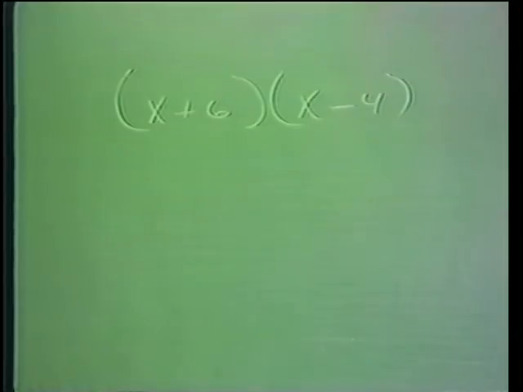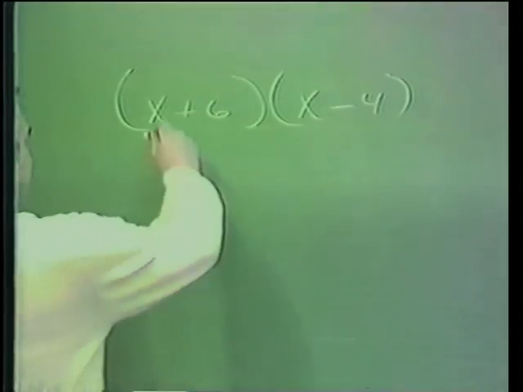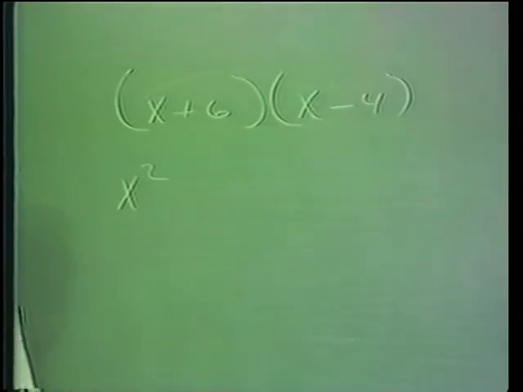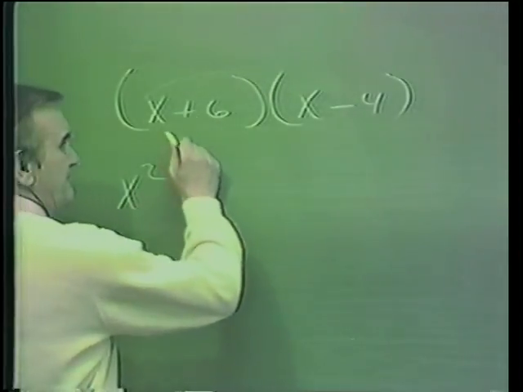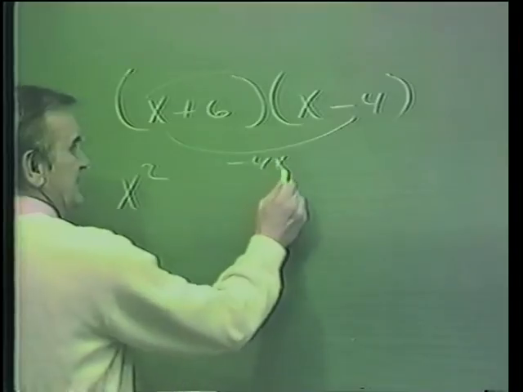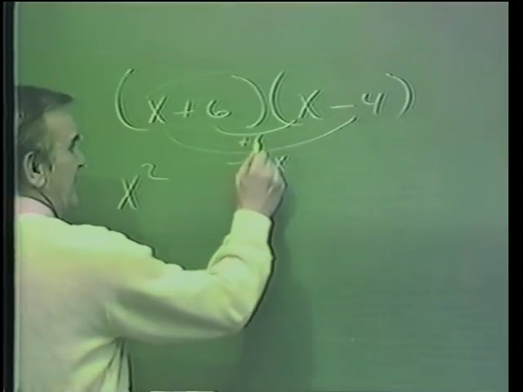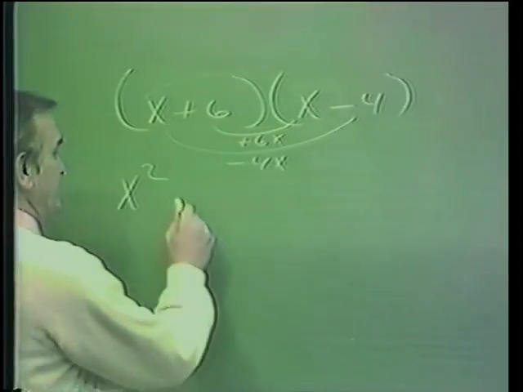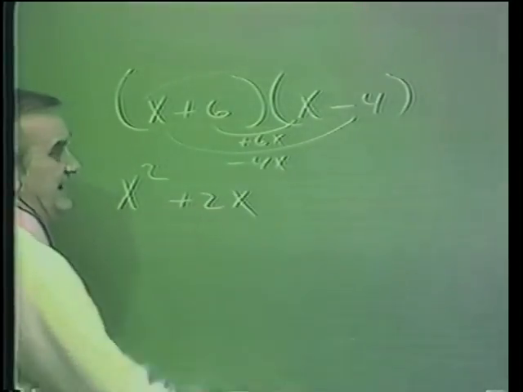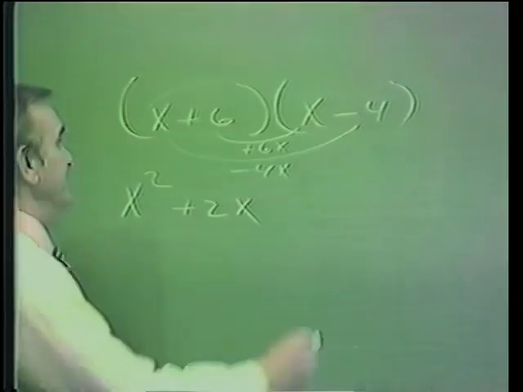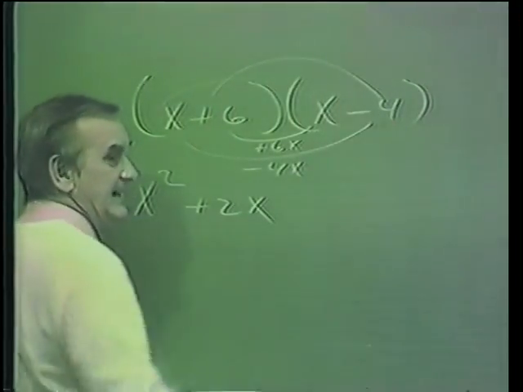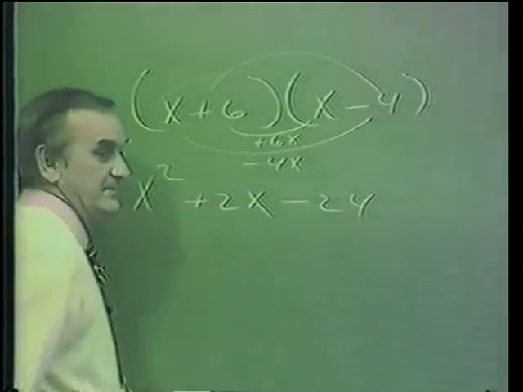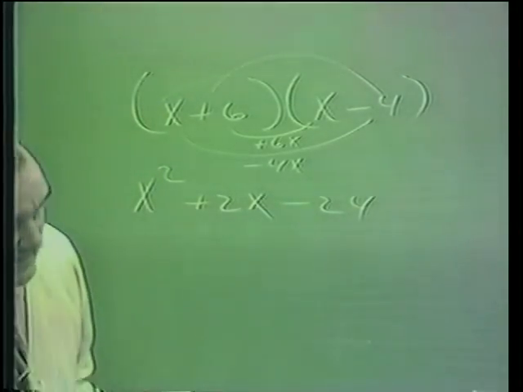I mean 2. Right, plus 2x. Again, first times the first. X times x is x squared. We have a negative 4x. Multiply the inners, we have a positive 6x. If we add those together, we come out with positive 2x. Multiply the last times the last. A positive times a negative is negative. 6 times 4 is 24. Very good though, Mike.